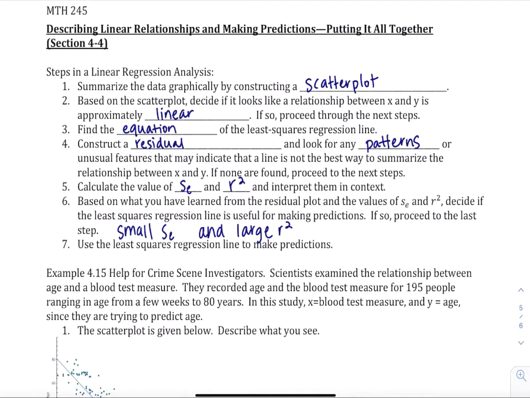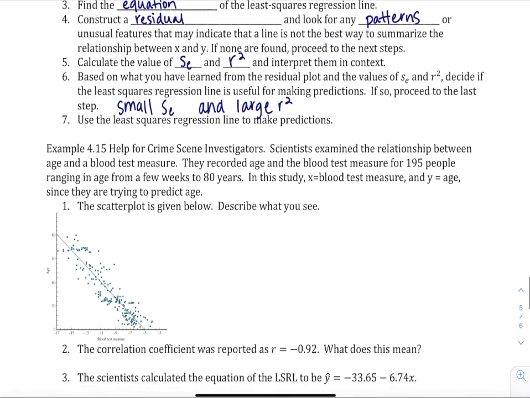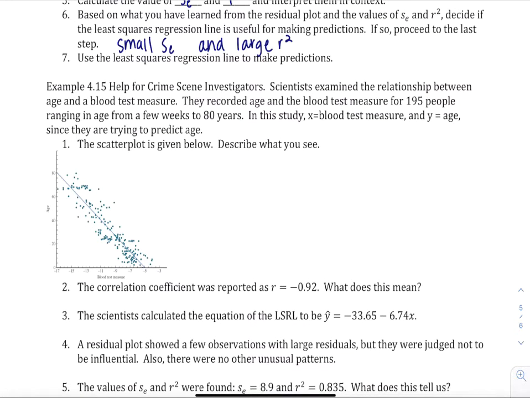Now, small and large are with respect to the data itself. If you're dealing with data that's really, really small, then that makes your criteria really small for your small standard error. If your numbers are quite large, then you can have a little more leeway with what makes a small standard deviation. If all of those steps are completed, then you can use the regression line to make any predictions.